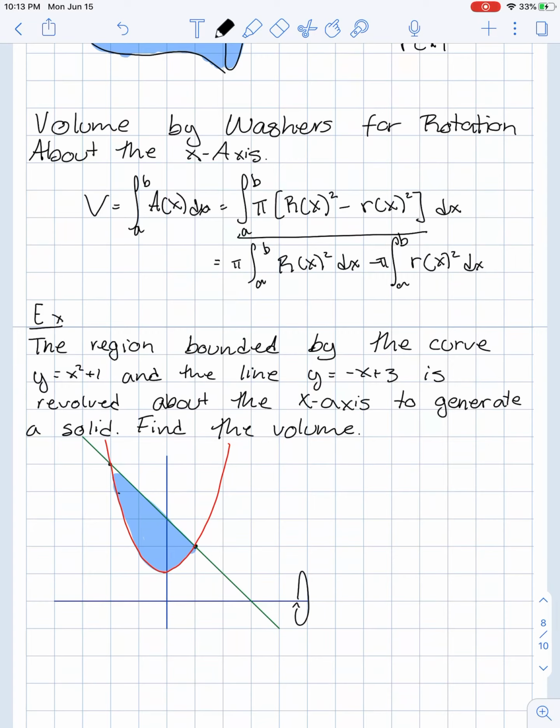All right, so now we're going to put this into practice. The region bounded between the curve y equals x squared plus 1 and the line y equals minus x plus 3 is revolved around the x-axis to generate a solid. Find the volume. I've already drawn my picture, a plus. I know how to draw x squared plus 1 and minus x plus 3. I better know how to draw a line, and a simple shift of x squared shouldn't be too difficult.